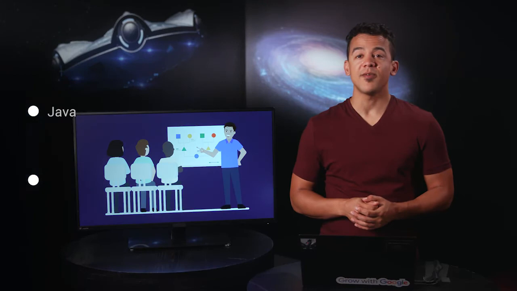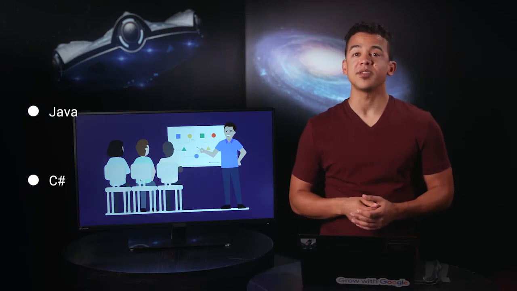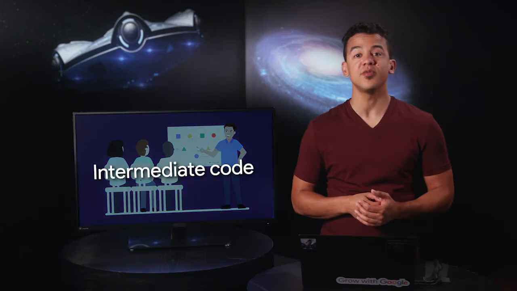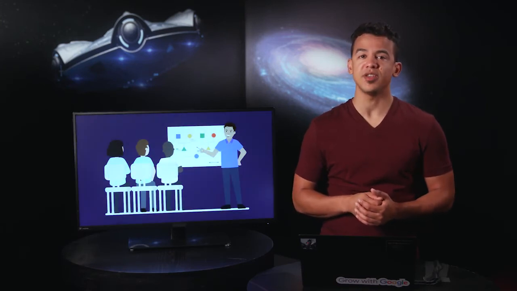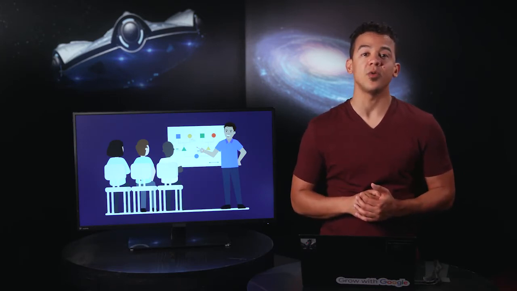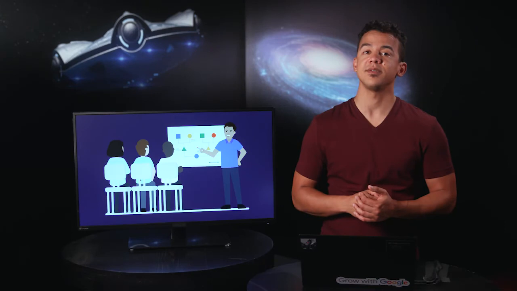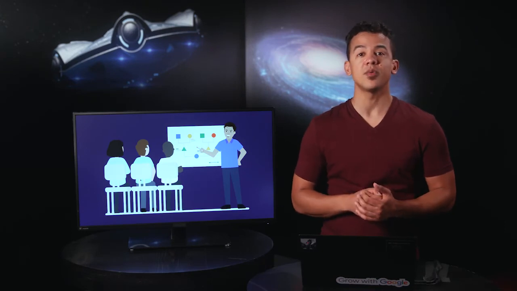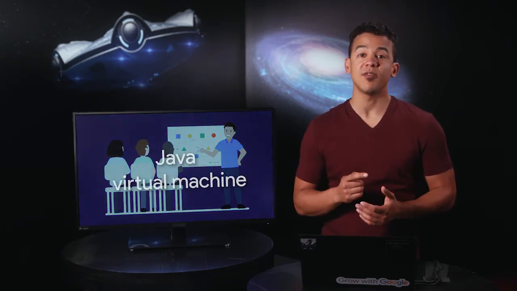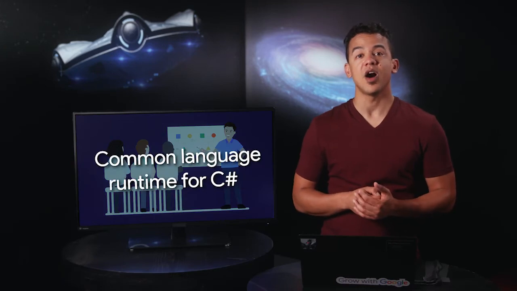Last up, Java and C# are languages that use a mixed approach. The code needs to be compiled first, but it gets compiled into intermediate code. This means that instead of getting compiled into machine language that's specific for the current operating system, it gets compiled into portable code that can execute on different platforms. We execute this code using a program that's OS specific, the Java Virtual Machine for Java, and the Common Language Runtime for C#.